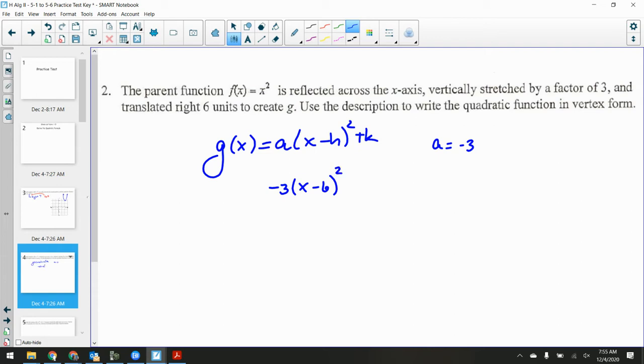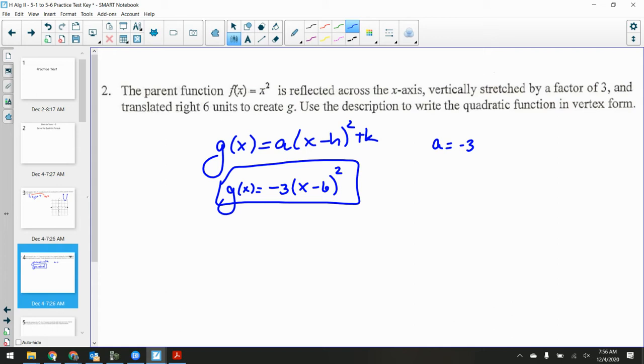Now, don't forget about the squared, folks. That's kind of a pet peeve of mine. Depends on the day, depends on my mood. If I take points off for that one, just put an x squared. If you don't have a squared, it's technically not quadratic. Make sure you write a squared, please, and make sure you're putting the parentheses in the appropriate location.